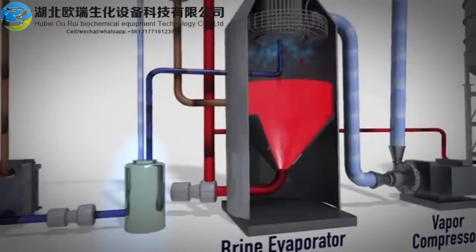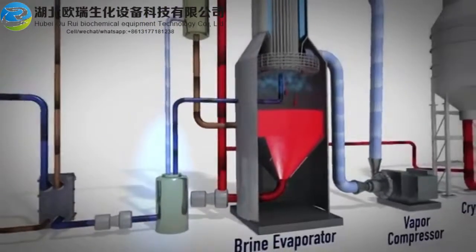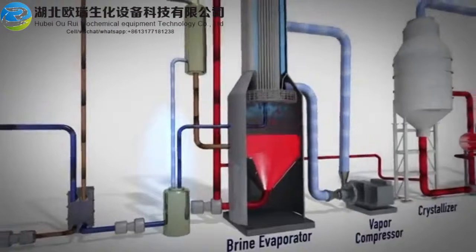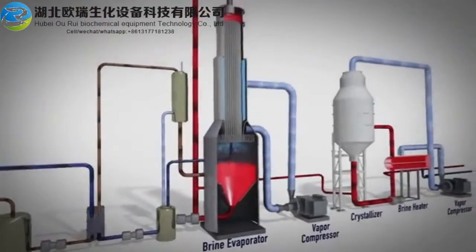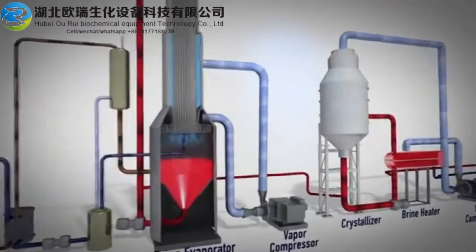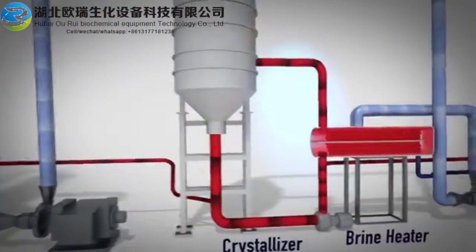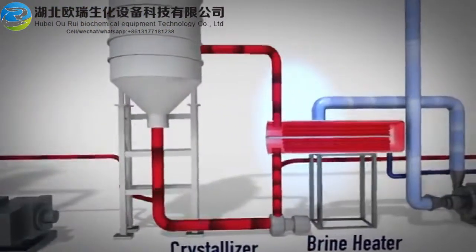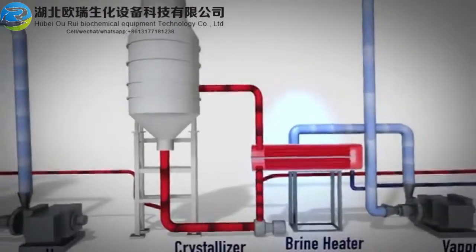The distillate flows to the distillate tank and then is pumped through the heat exchanger. Hot distillate is cooled to heat incoming feed water. The cool distillate is available for reuse or recycle. Concentrated brine from the brine evaporator is sent to the brine crystallizer. The concentrated brine is routed to the shell and tube brine heater. The concentrated brine is heated to above its boiling point in the brine heater.